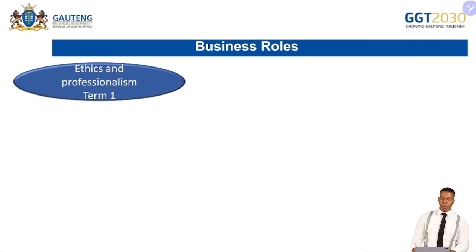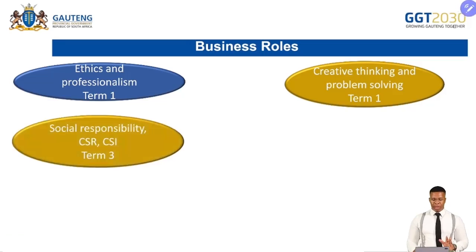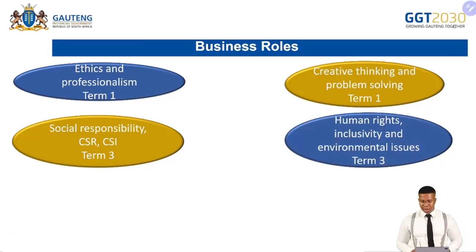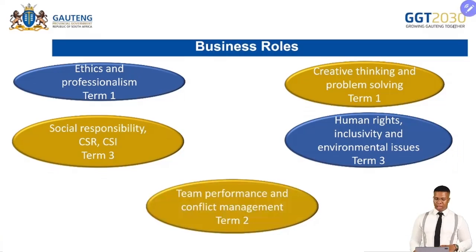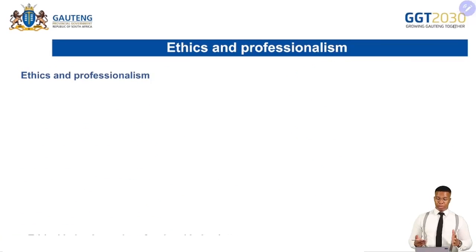Then we move to business roles. Remember the focus: ethics and professionalism there. We have creative thinking and problem solving. We have social responsibility, CSR and CSI, together with human rights, inclusivity and environmental issues, and team performance and conflict management. So ethics and professionalism, what is key there?